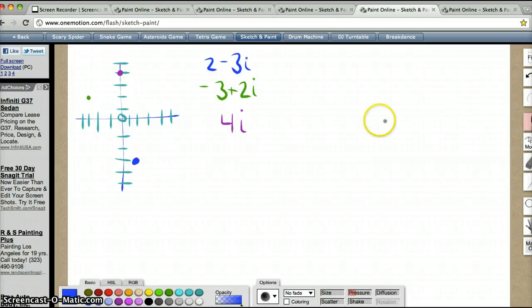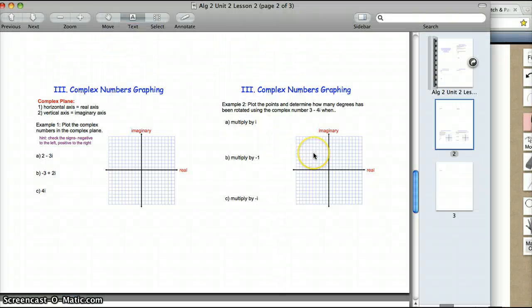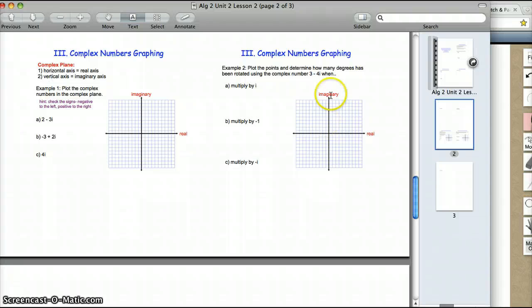Okay. And then our next one is a negative 3 plus 2i. So we're going to go over 3, negative 3, and then we're going to go up a positive 2. And then here we've got just 4i. So we do not go left or right on the x-axis. We simply go up to 4i. Okay? All right, and then the last part about graphing is what happens when you multiply.